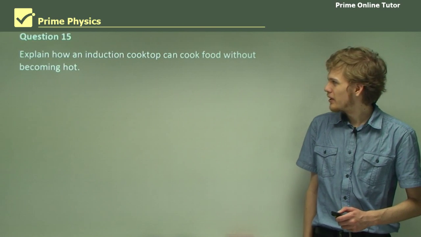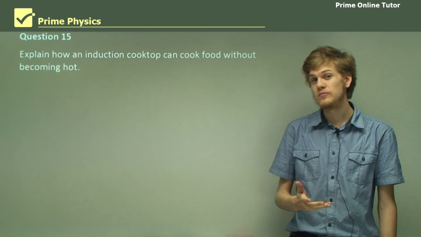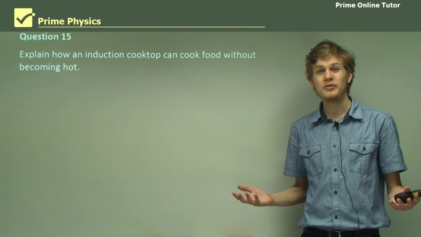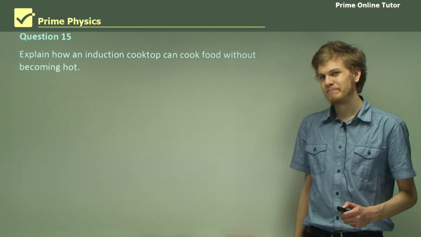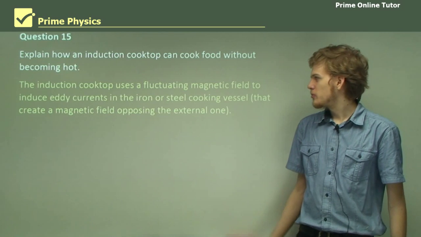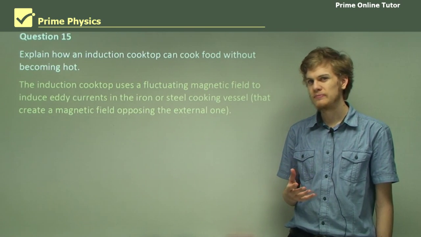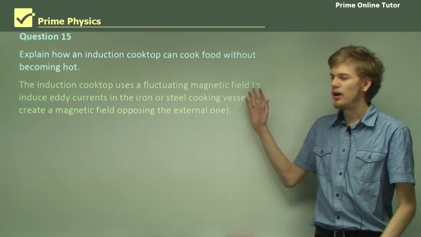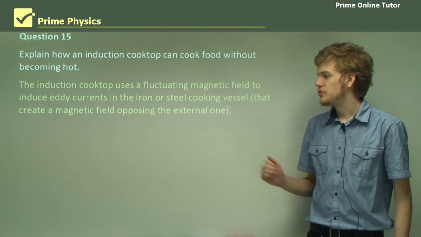Question 15. Explain how an induction cooktop can cook food without becoming hot, like other stoves do. So that's what the whole section has been about, really, isn't it? All right, so how do we answer this? Well, let's start with this. The induction cooktop uses a fluctuating magnetic field to induce eddy currents in iron or steel cooking vessels, right? So the eddy currents, of course, create a magnetic field that opposes the field that creates them. This is according to Lenz's law.